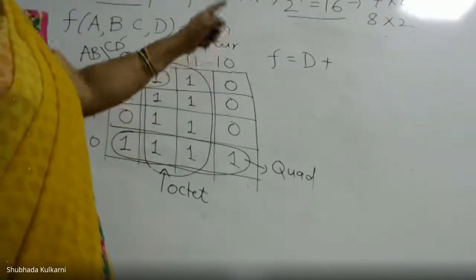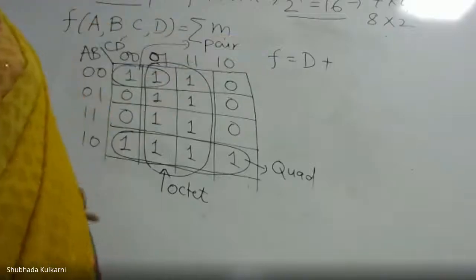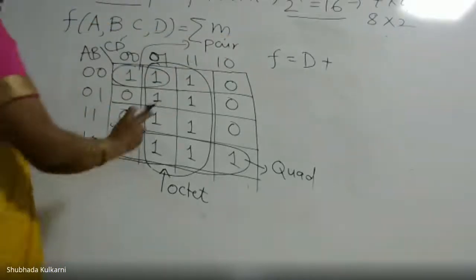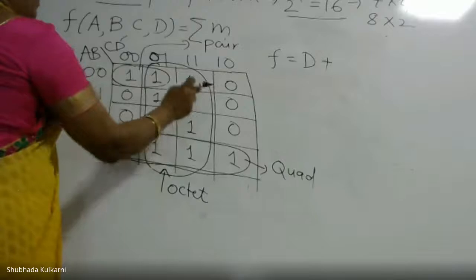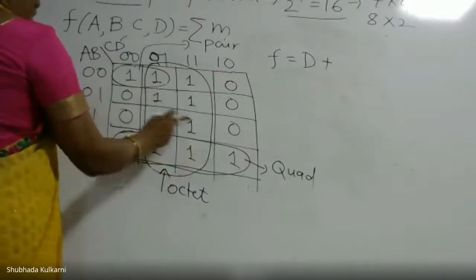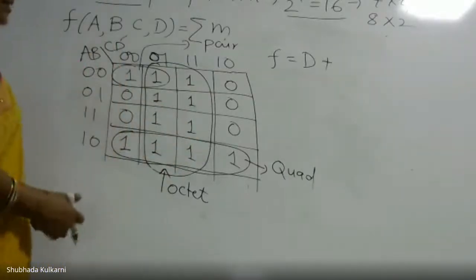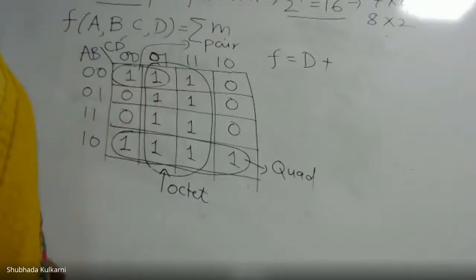Now manually, how can we give proof for this? It's very simple. You write all the expressions M1, M3, M5, M7, M9, M11, M13, M15. Step by step, 8 steps you write, you will get D only. So it's tedious and laborious work, and that we have to avoid by using K-map.